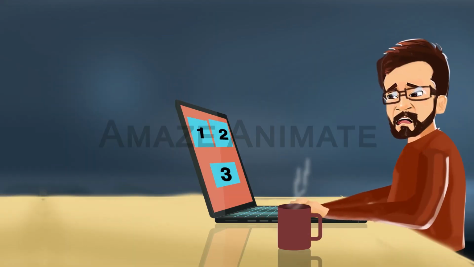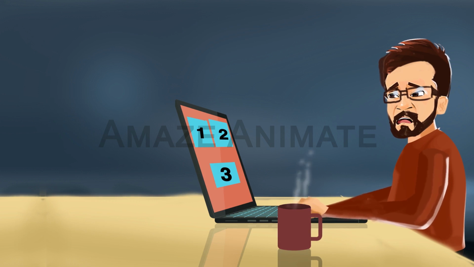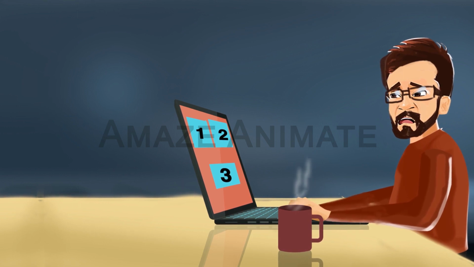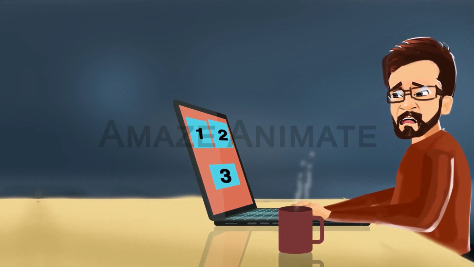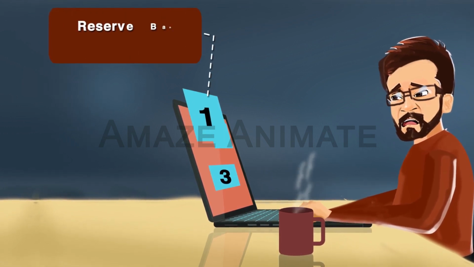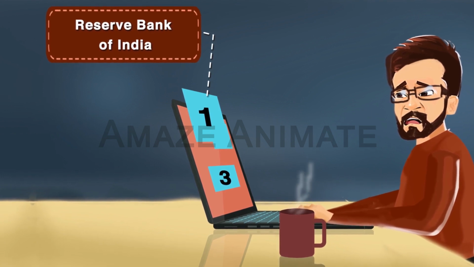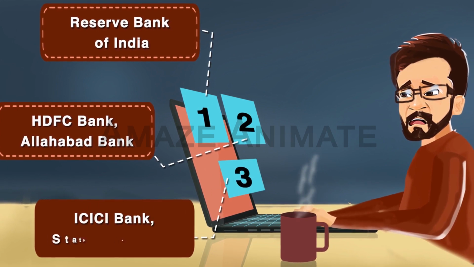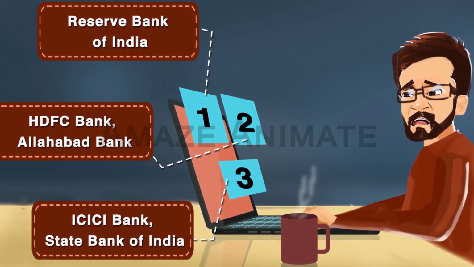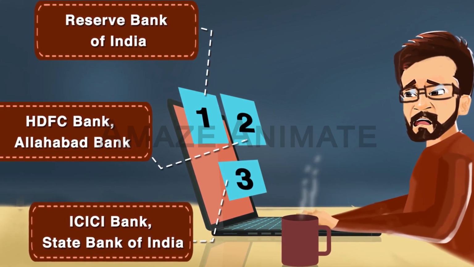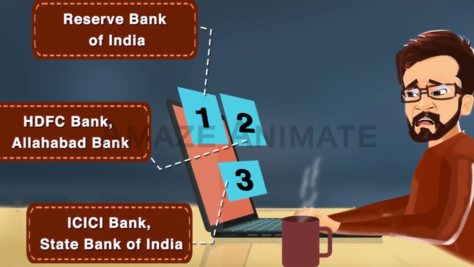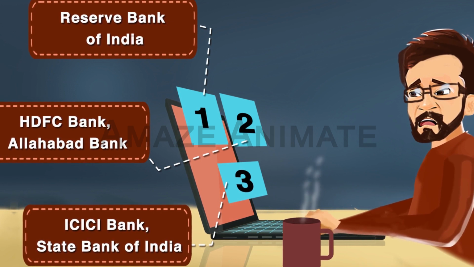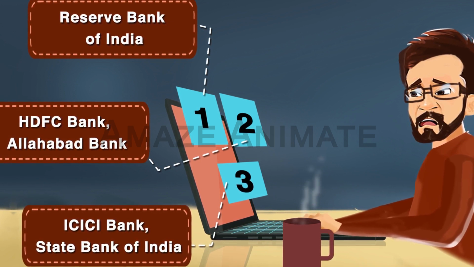Next question is, what is the process of filing advance tax? Certain bank branches are authorized by the Income Tax Department to collect advance tax through tax payment challans. Some banks which collect advance tax include Reserve Bank of India, HDFC Bank, Allahabad Bank, ICICI Bank, State Bank of India, etc. You may also pay advance tax through the internet, either through the Income Tax Department or National Securities Depository Limited, which is NSDL.